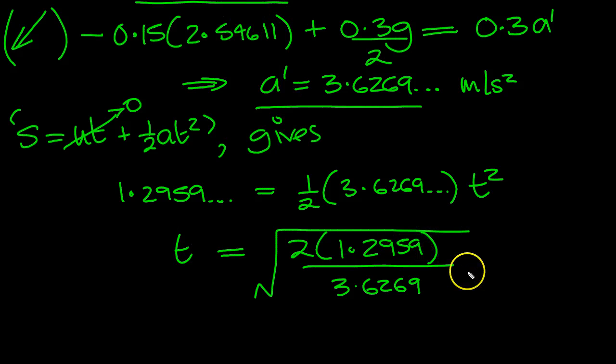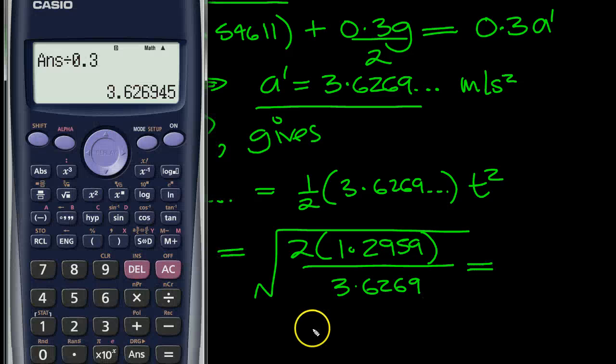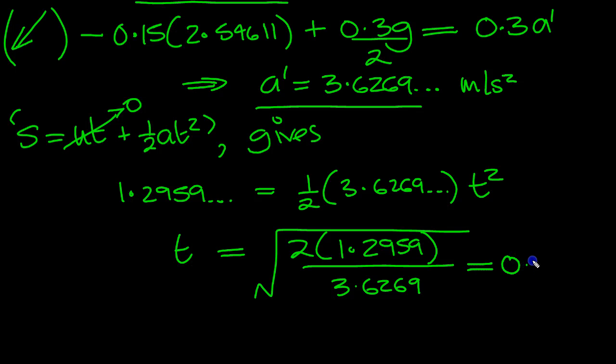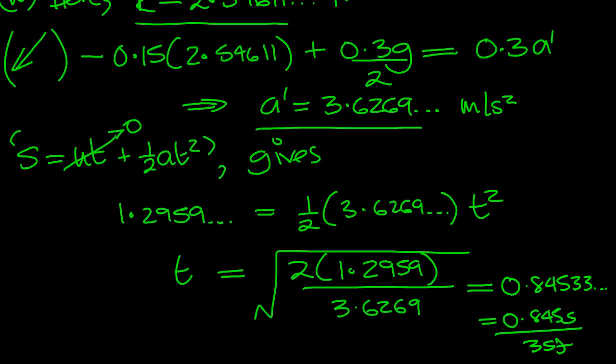Let's tap that in to get the time. Now I've got this number here, so that's the answer now, isn't it? So 2 times 1.2959 divided by the answer equals, and then square root the answer equals 0.84533. So that's equal to 0.845 seconds to 3 significant figures. So there's the time it takes to descend to the bottom.